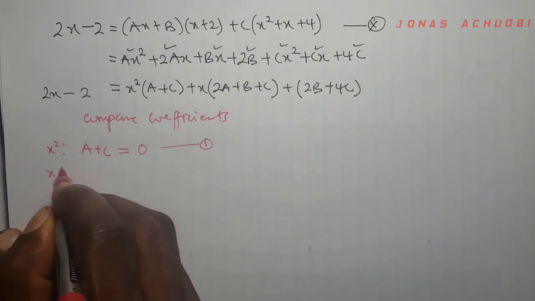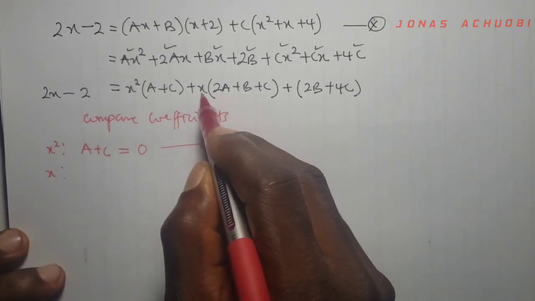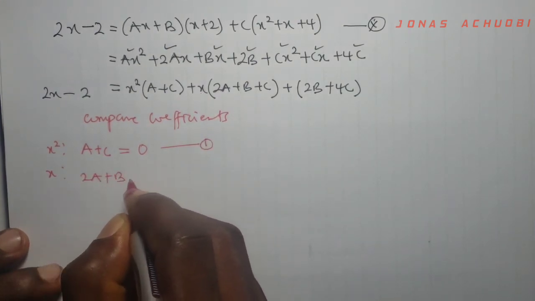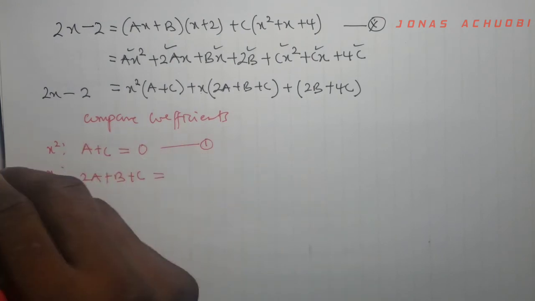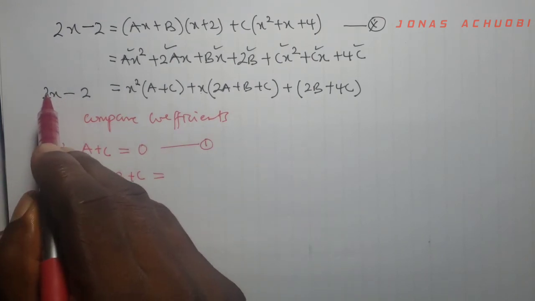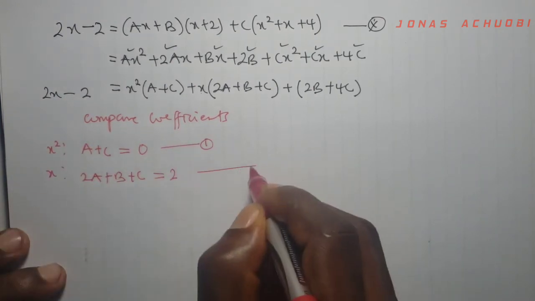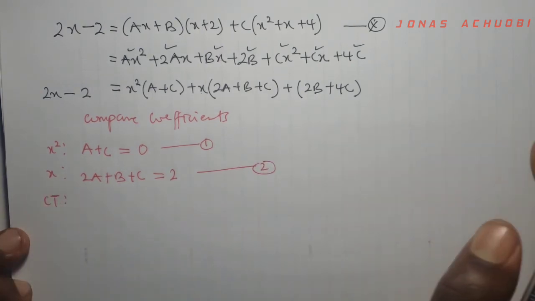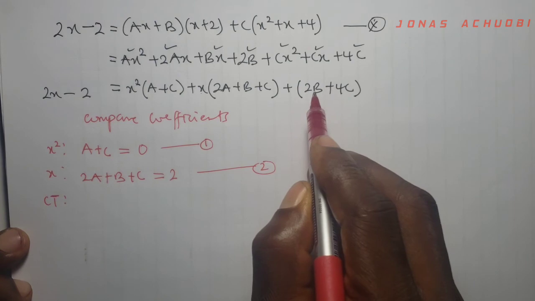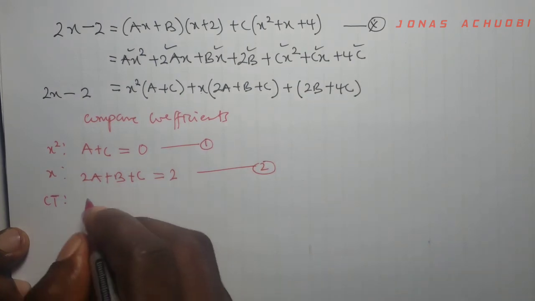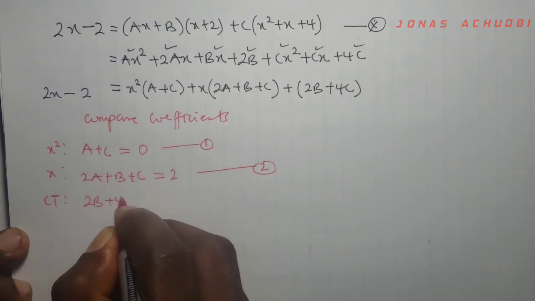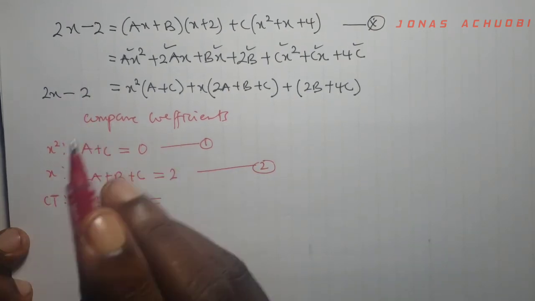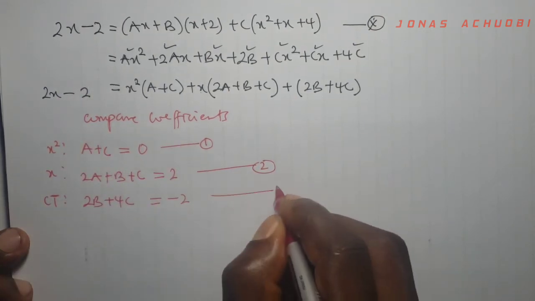We'll now compare the next coefficient, which is x. The coefficient of x here is 2a + b + c. On the left hand side, the coefficient of x is 2. So 2a + b + c = 2. That is equation 2. Then we compare the constant terms, the terms without x. On the right hand side, 2b + 4c has no x. On the left hand side, −2 has no x.